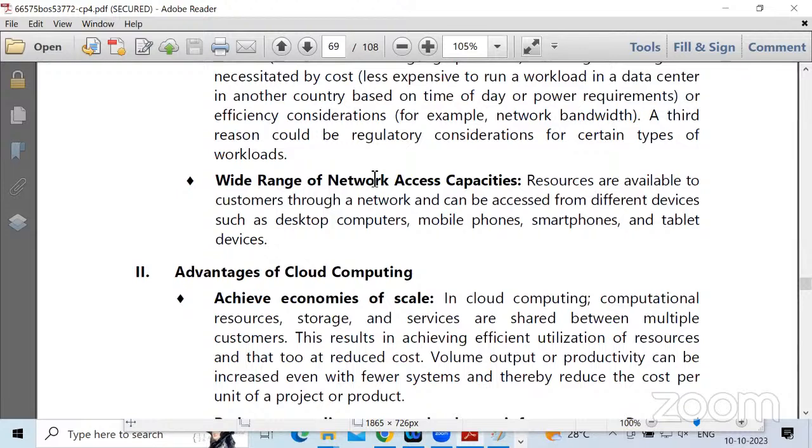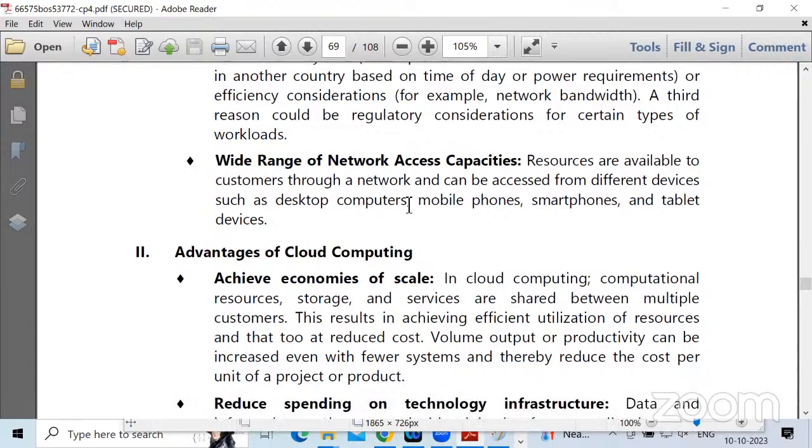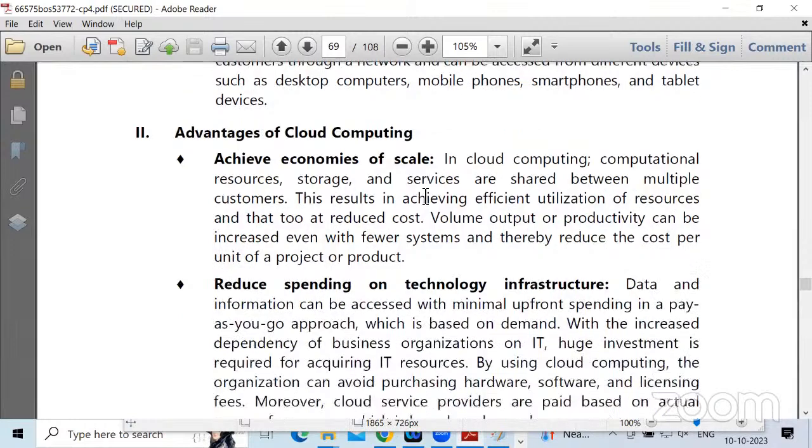You can have different access with different capabilities, multiple. So you want to have a crane, it's available. You want to have a Maruti 800 car, it's available. Like that, various kinds of vehicles that travel agencies maintain, that kind of thing is called a wide range of network access capacities. You want a big server, it's available. You want a robust application, that's also available. You want a normal application, that is also available.